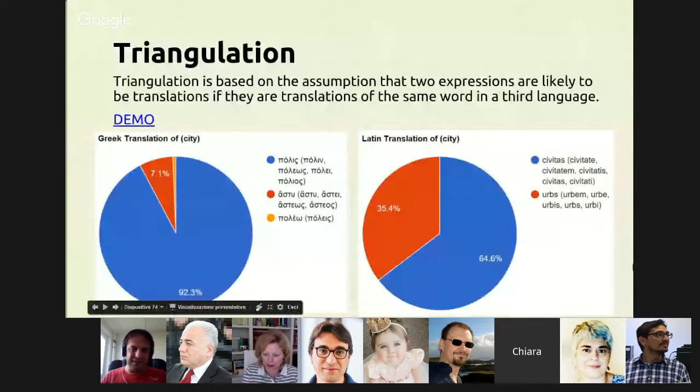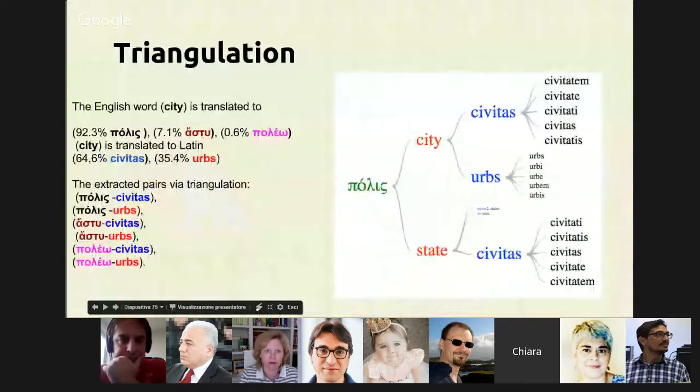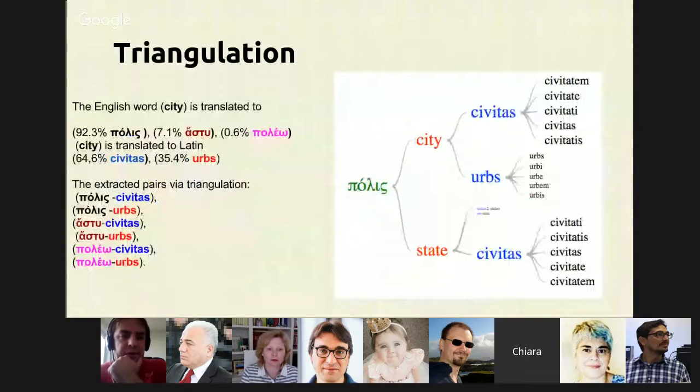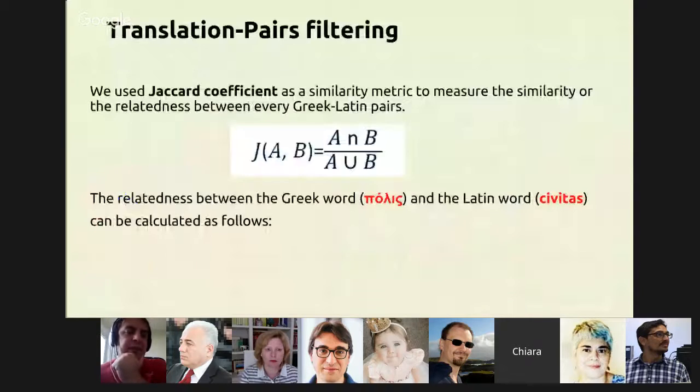Here is the triangulation process. We can move to the next one. Here is the example: city translates to polis, and to the Latin words civitas and urbs. So we can have 6 candidates, but all these candidates don't have the same accuracy or the same probability. So we used the Jaccard coefficient to give a value to each translation pair, to say that one translation pair is better than another.